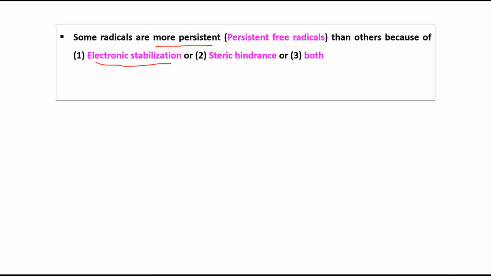But sometimes steric hindrance can also make these radicals more persistent. And the third possibility, both. So it may be that it is stabilized only by electronic factors, that is electron donating group or withdrawing group, conjugation, inductive effect, hyperconjugation, or it may be for steric reason, that it is so sterically hindered it cannot react with some other substance or it cannot dimerize, and sometimes it may be for both.